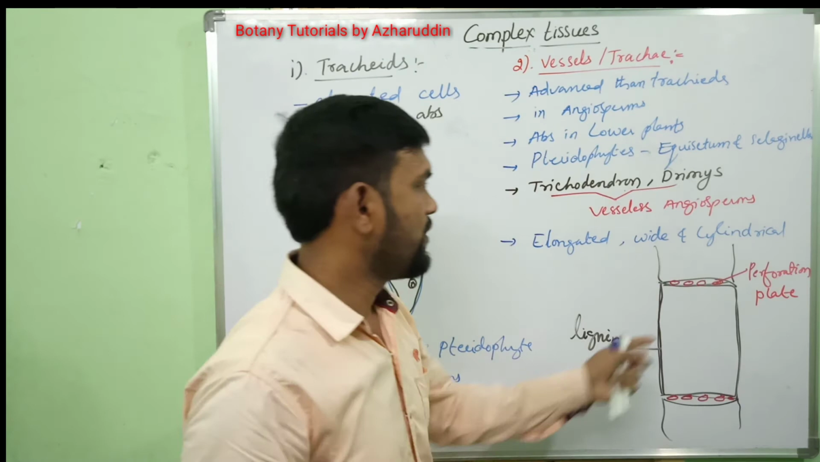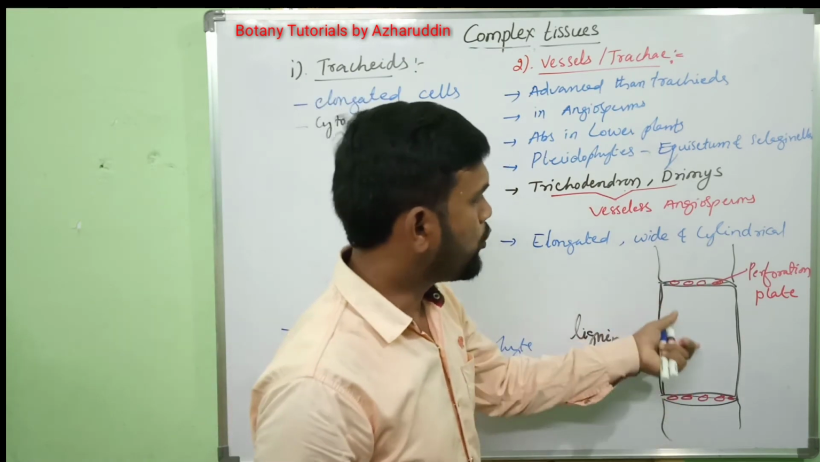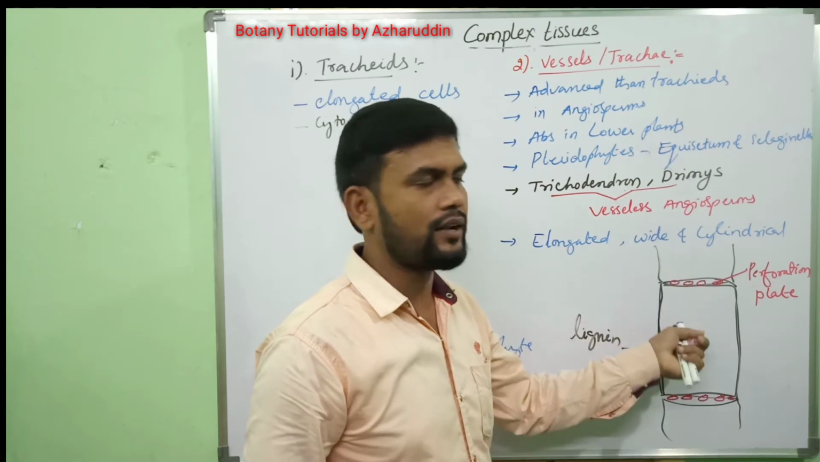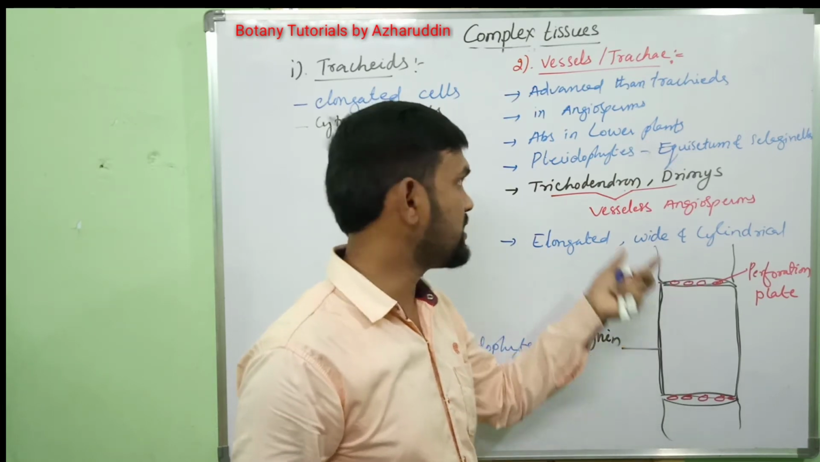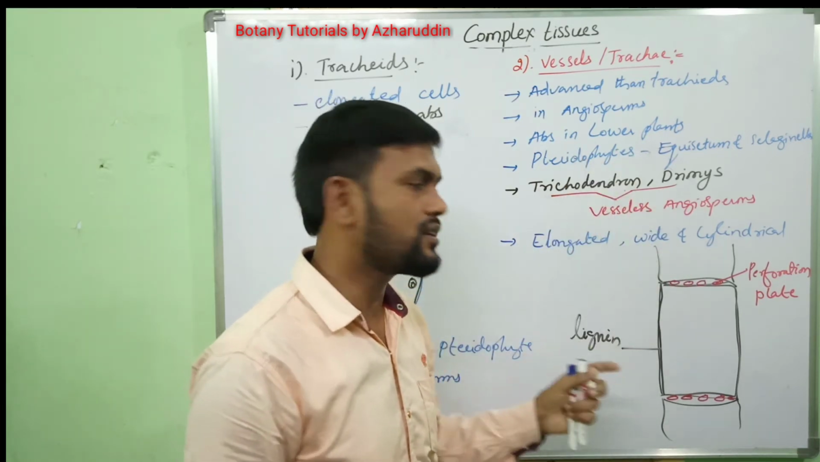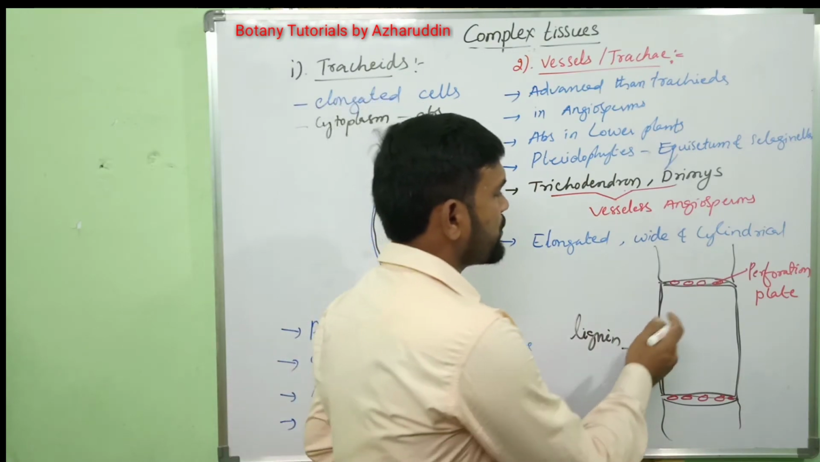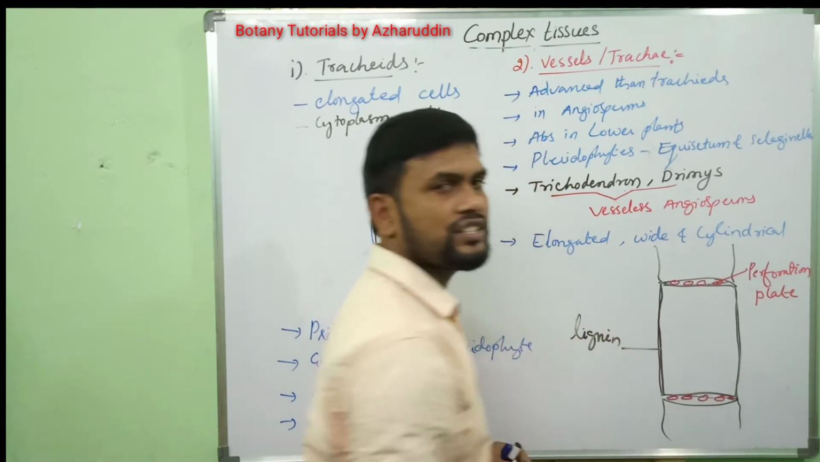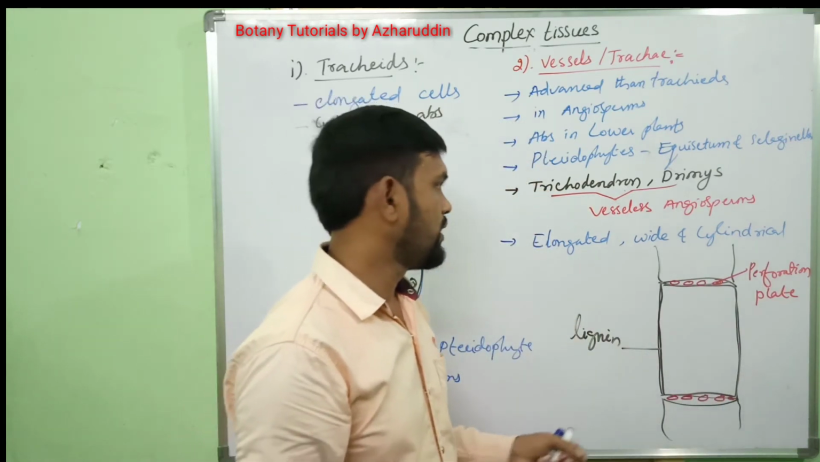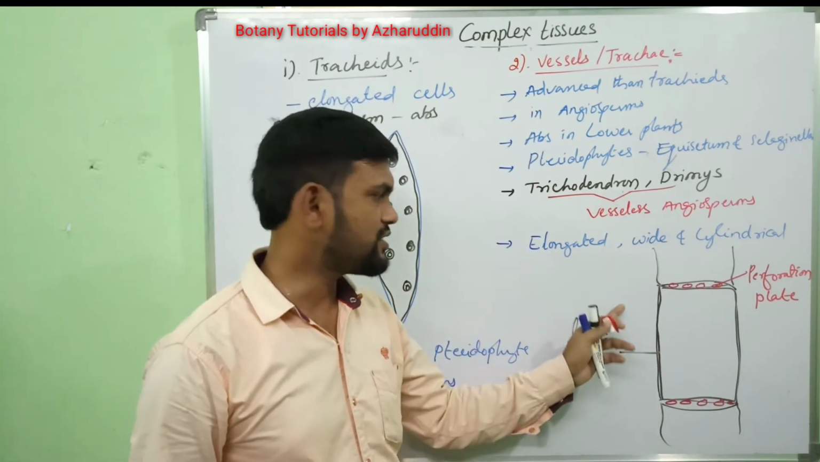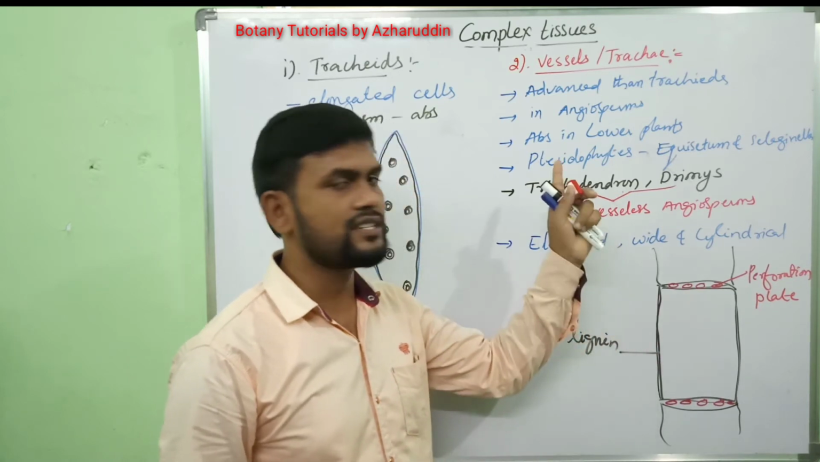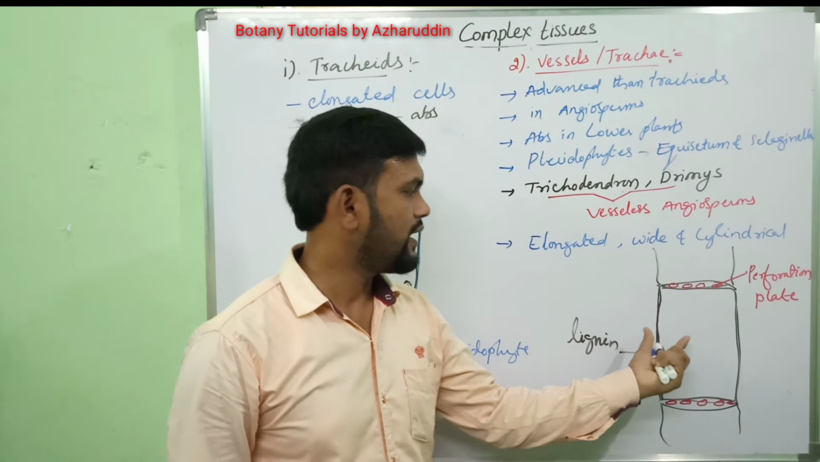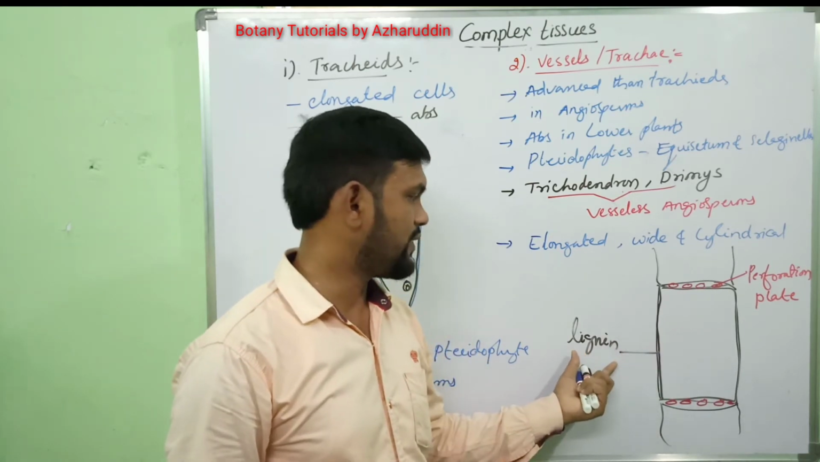Perforation plate, which helps in movement of sap from one element to another. Sap, that is water and other mineral ions, moves from one element to another element through perforation plates. Okay. Next, at initial stages, the cell wall of the vessels is deposited with cellulose. Later, it is composed with lignin.